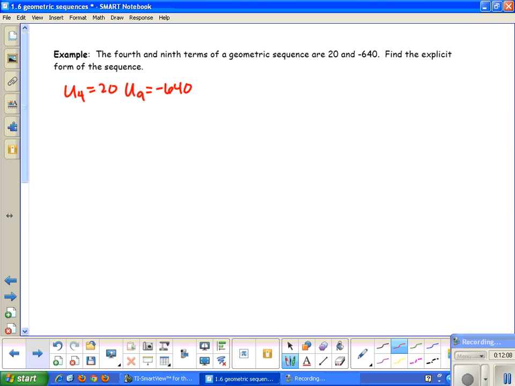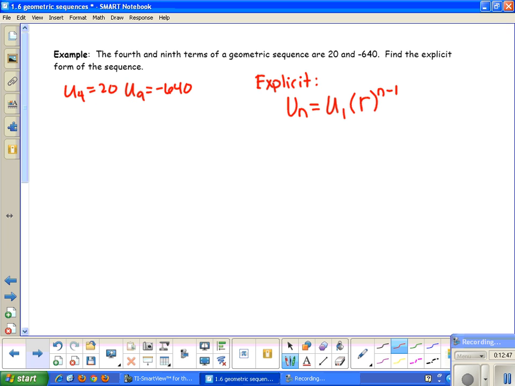So let's go ahead and figure out the common ratio. Just like an arithmetic sequence, where we subtract the difference, now instead of subtracting the difference, we are going to divide. Remember that the formula for the explicit form, to get to the nth term, you take your first term times r to the n minus 1 power. So we're going to use that to help us figure this out.